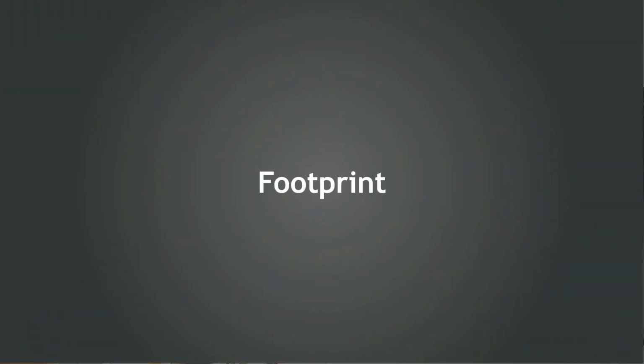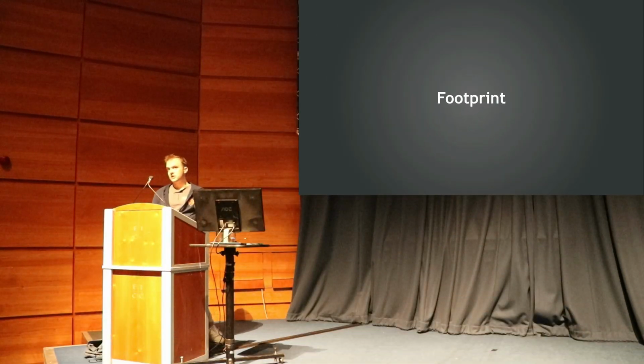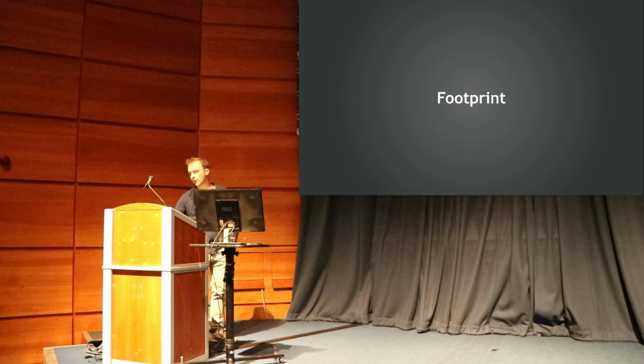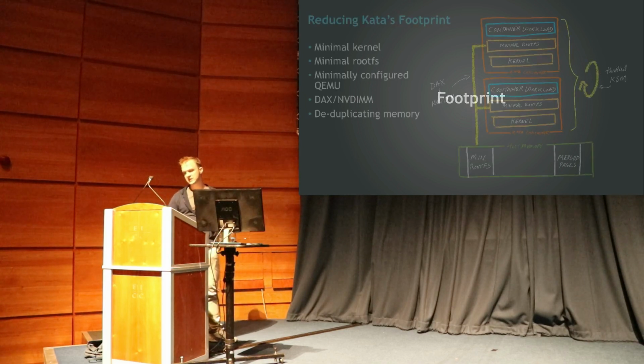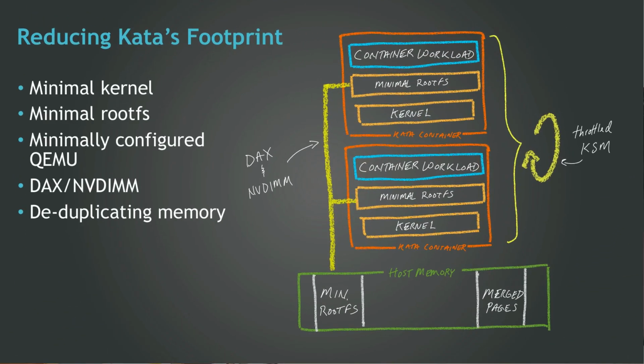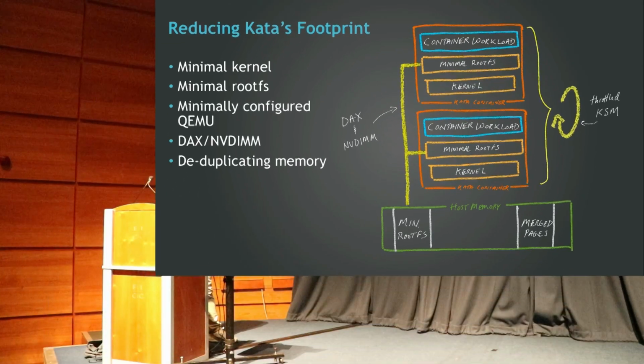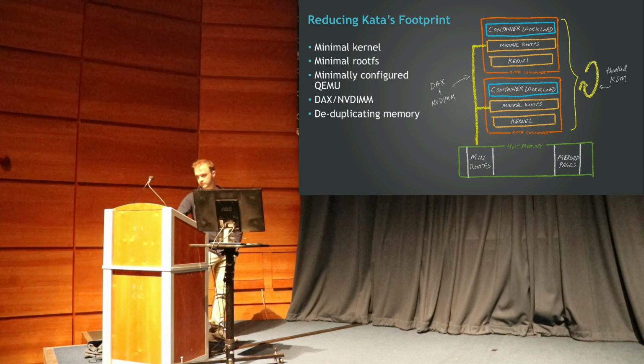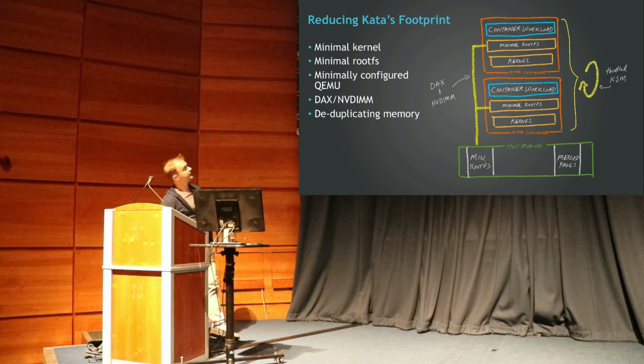So what about footprint? We have a minimal kernel. I talked about that. Security surface, great idea. Also helps with our footprint. Minimal rootfs, makes sense. A minimally configured QEMU, so when we build it, only the modules that we really need. We also use DAX and nvdimm. And we do deduplication of memory using KSM.